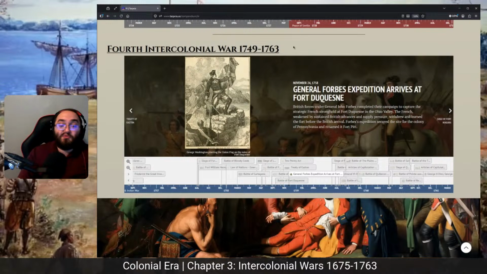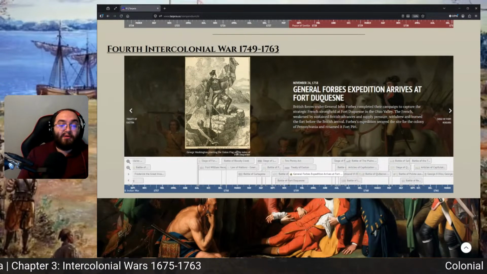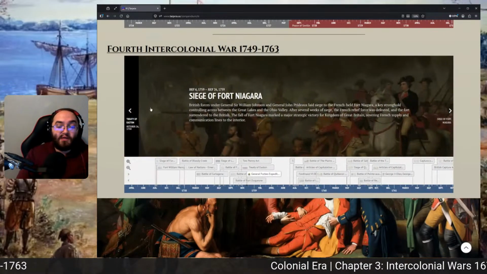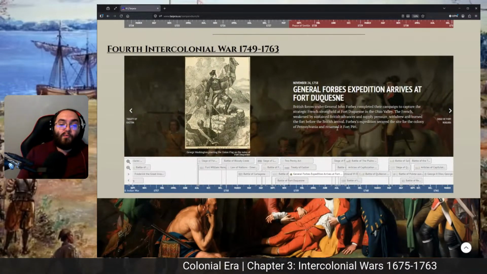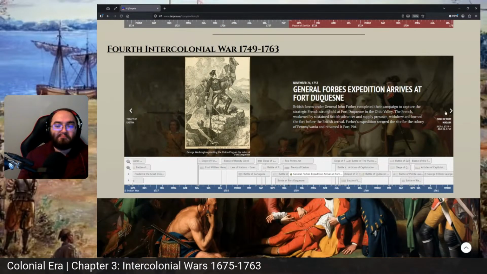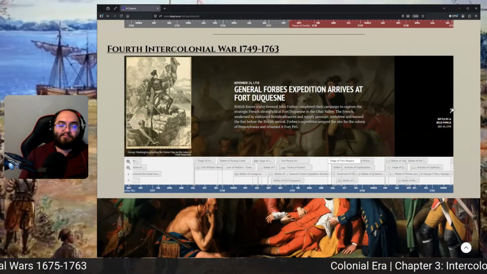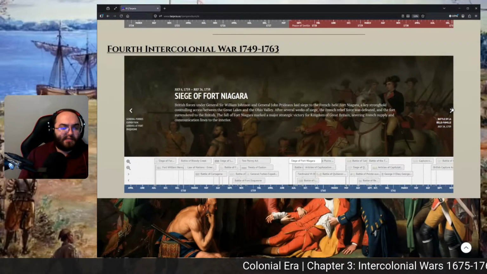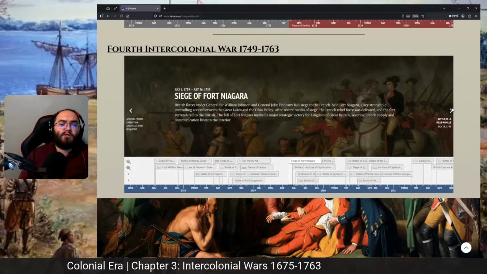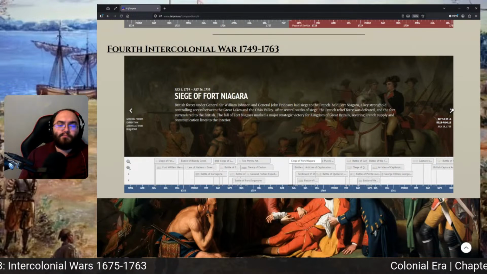So Washington, who's already famous at this point, is going to become even more famous from this war. And this Fort Duquesne will be renamed Fort Pitt, as in Pittsburgh, in western Pennsylvania. And so that's interesting. Then you have the Siege of Fort Niagara. British General Sir William Johnson and General John Prideaux.